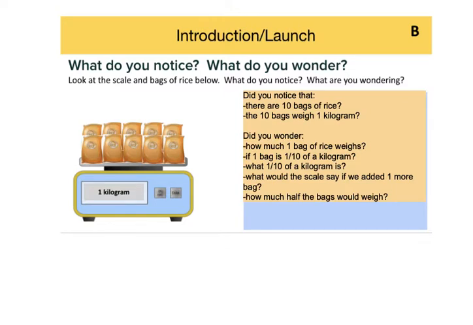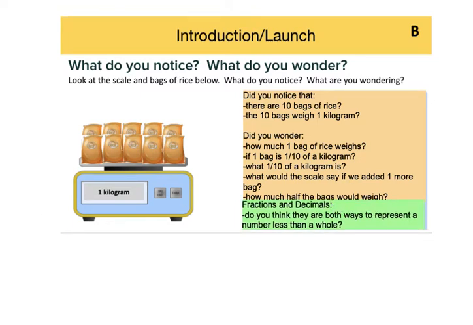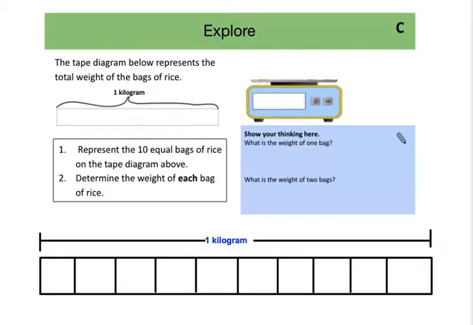Those are all great questions. Now let's take a look at the last question. What does this make you think about fractions and decimals? Do you think that these are both ways to represent a number less than a whole? Great job. Let's go ahead and go on to the next slide. So we're going to be looking at slides C and D next.